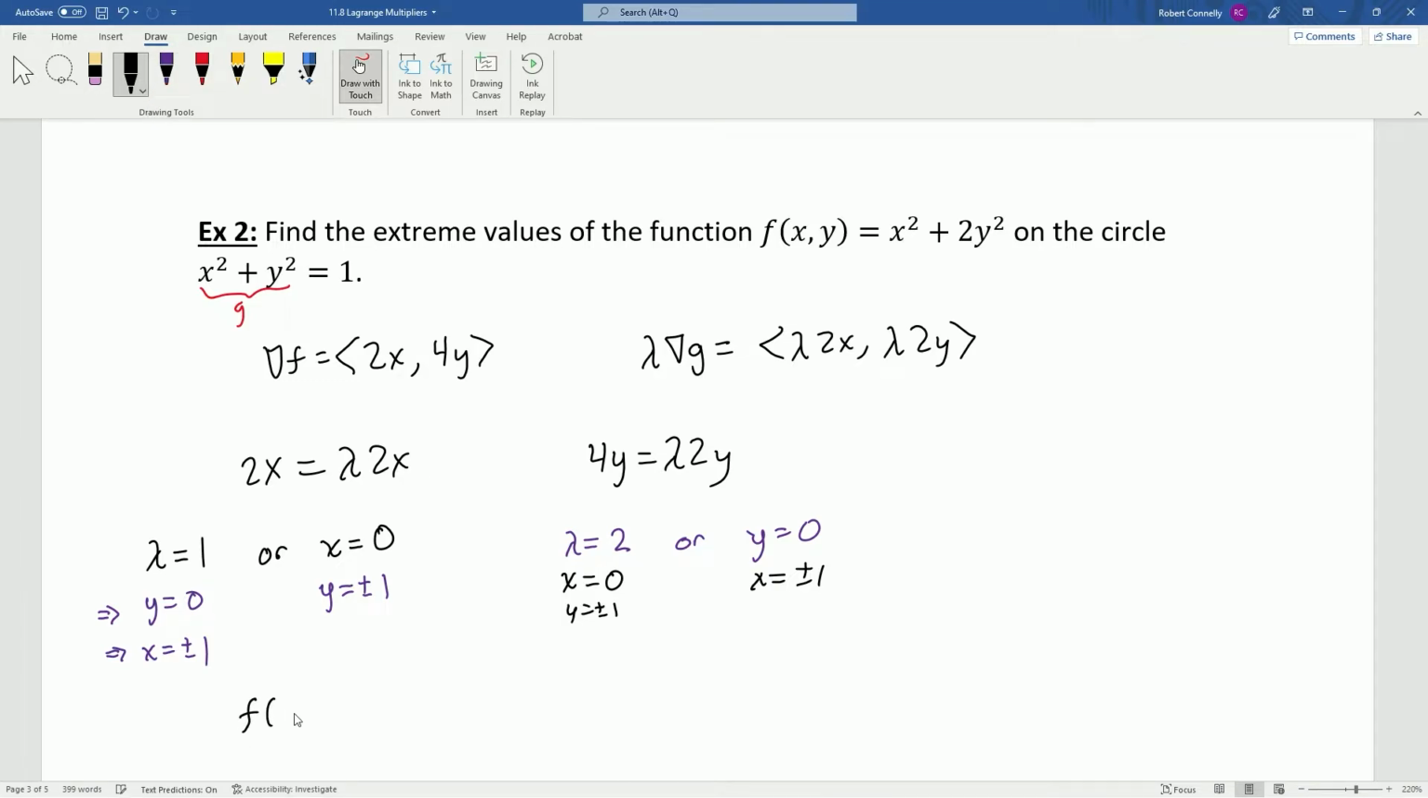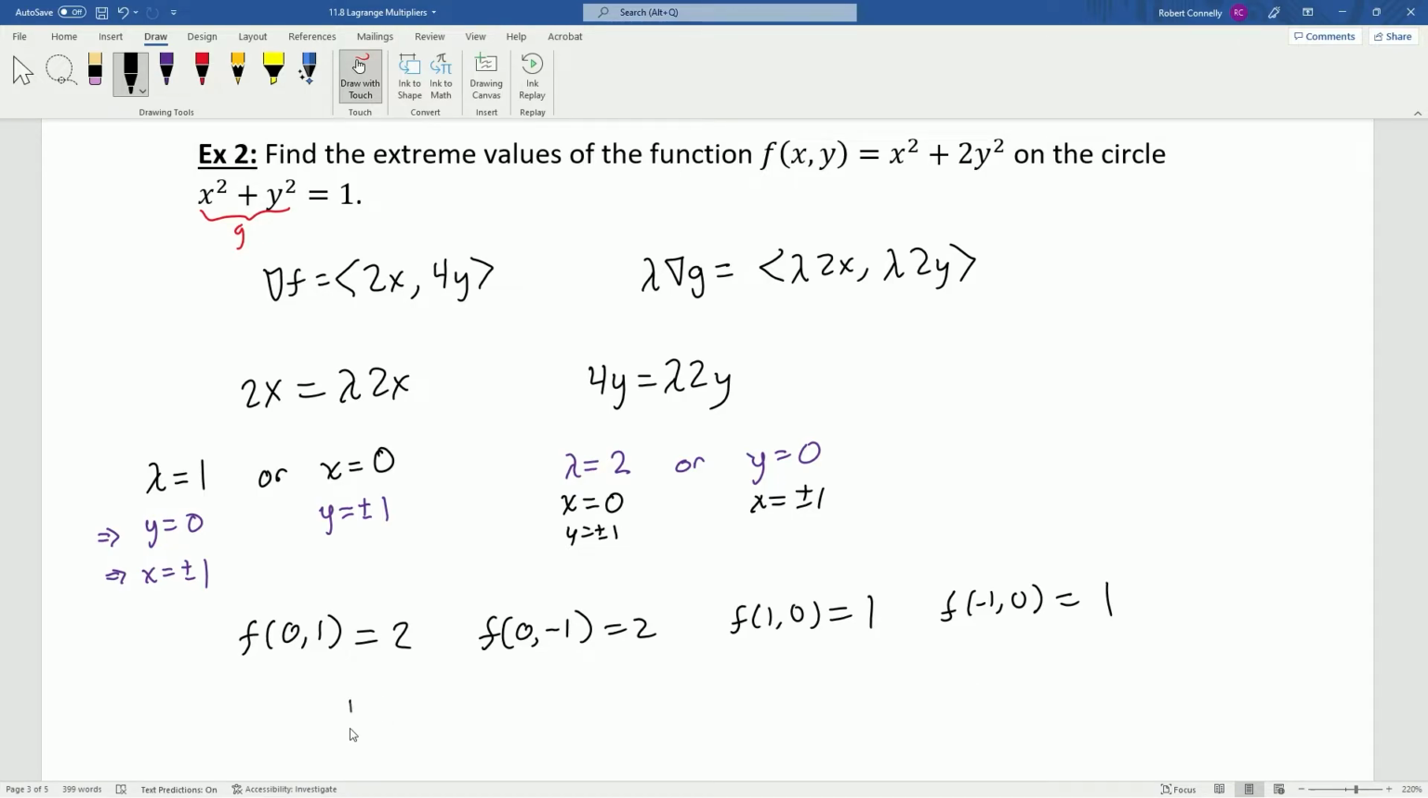So f of 0, 1, which is 0 plus 2. So that's 2. F of 0, negative 1, and 0 still plus 2. So that's 2. F of 1, 0, which is 1 plus 0. So that's 1. And f of negative 1, 0, which is still 1 plus 0. So that's 1. So what does that tell us? That 1 is the absolute minimum, and 2 is the absolute maximum.